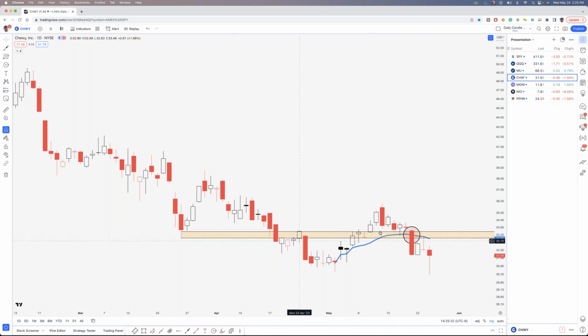So in this case, the trade idea for Chewy was, all right, we recently broke out. We are now retesting this previous support zone that was acting as resistance multiple times. We broke out, now we're retesting it. We've got a nice hammer candle here.